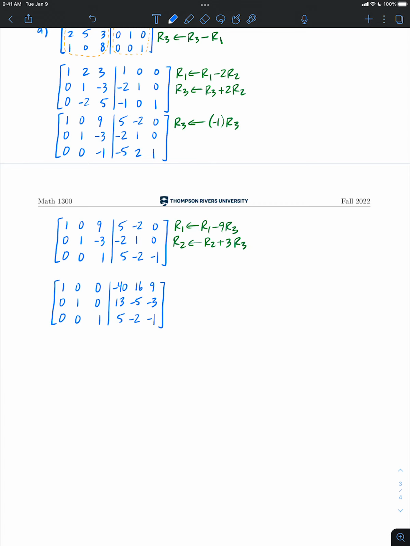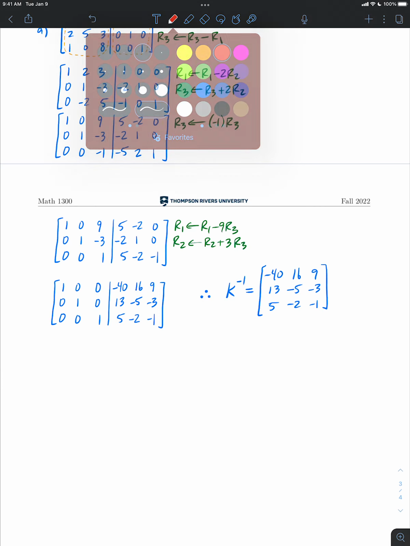So that tells us that this is the identity now. That's what tells you that if you can get the identity, it's possible to find an inverse for this matrix K. But guess what? You've already found it by doing the work on this side as well. So now we can say, okay, therefore, this is the fun part, K inverse is equal to -40, 16, 9, 13, -5, -3, and then 5, -2, -1. So that is your inverse.